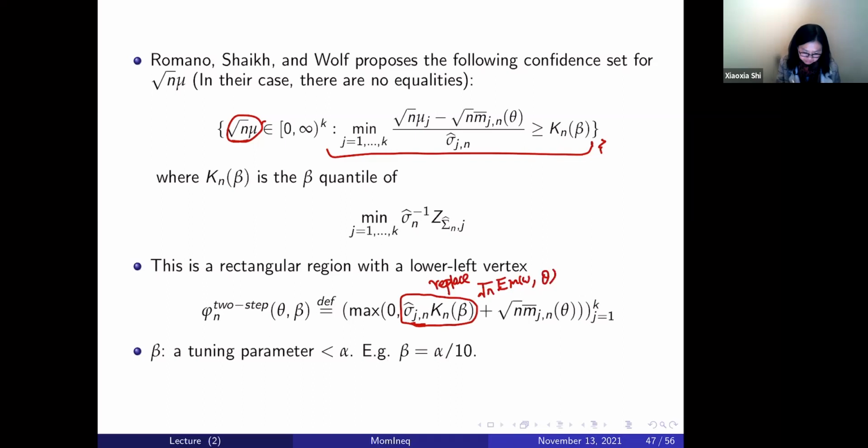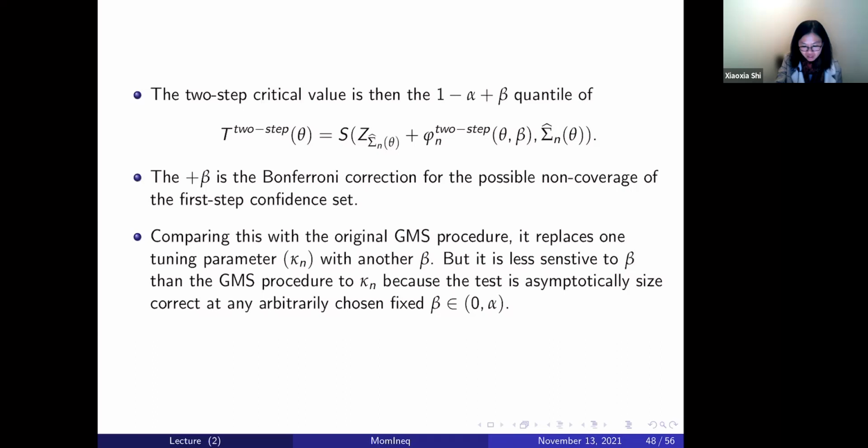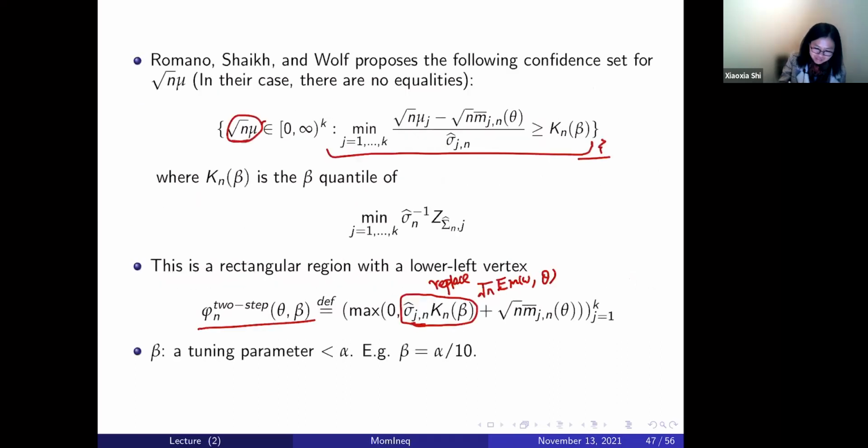And therefore, this is the rectangular region with a lower... I don't remember what I wrote here, but the idea is to come up with the lower left corner of this confidence region. I'm sorry, no, this is the lower rectangular region. So I'm sorry, this is wrong.